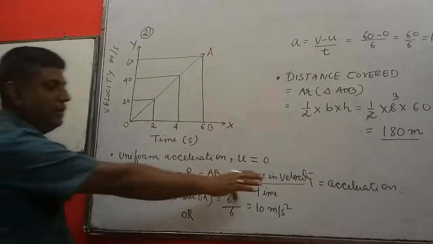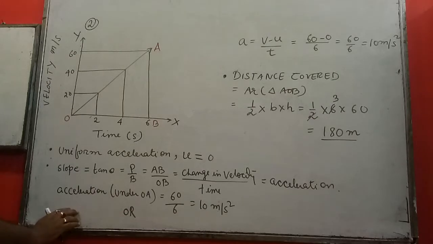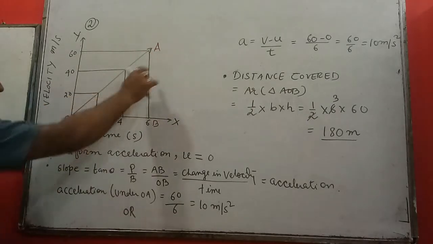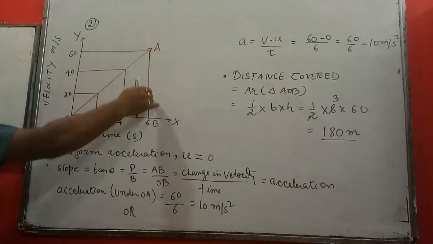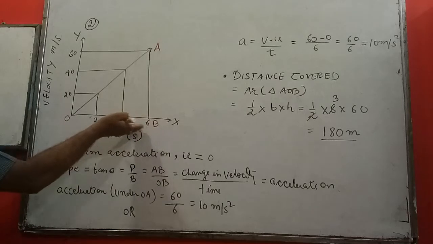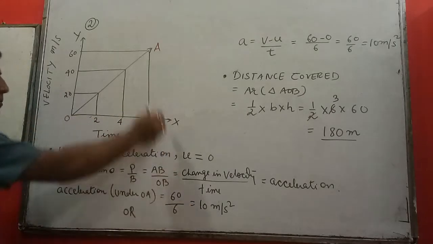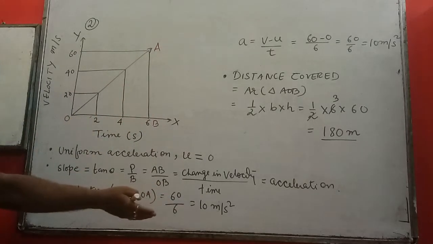So here we have got acceleration. If I ask you the acceleration under OA, you write changing velocity. This velocity is 60, and this one is 6. 60 by 6, 10. Perpendicular is 60, base is 6, 10.